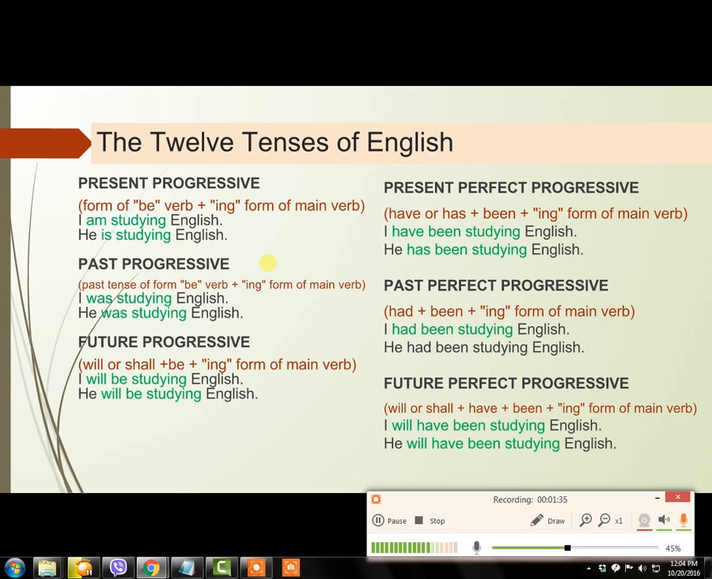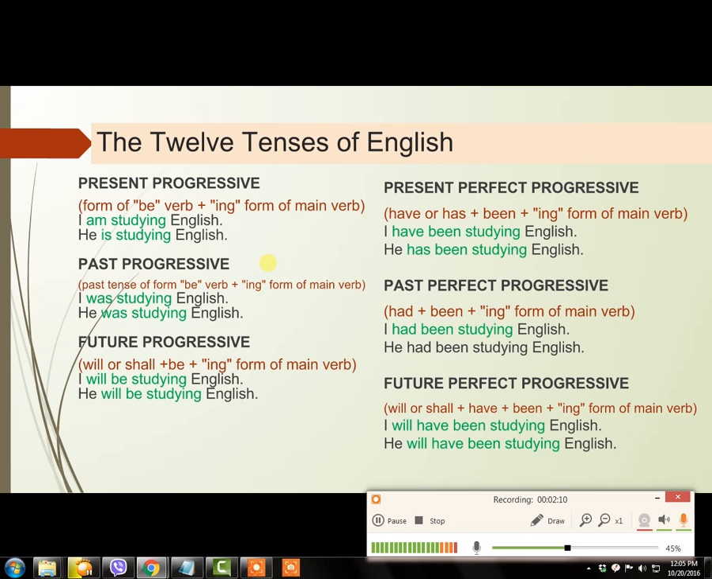And for the present perfect progressive, we have have or has plus been plus the ing form of the verb. So you can see here how the verb forms have changed depending on the tense that you are using. These tenses indicate the time frame, because that is what tenses do. They indicate when the action was done.